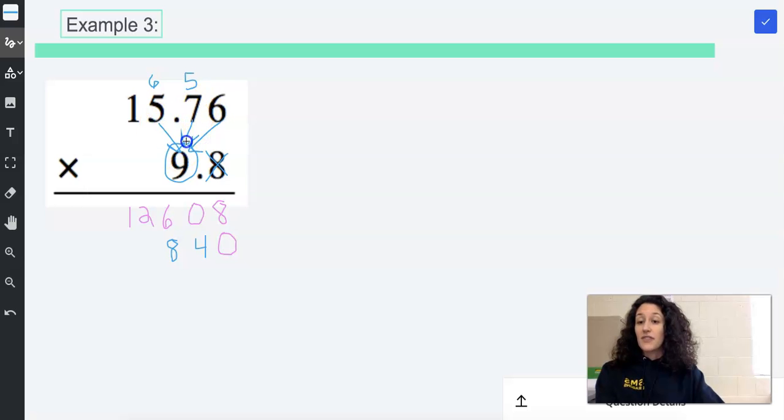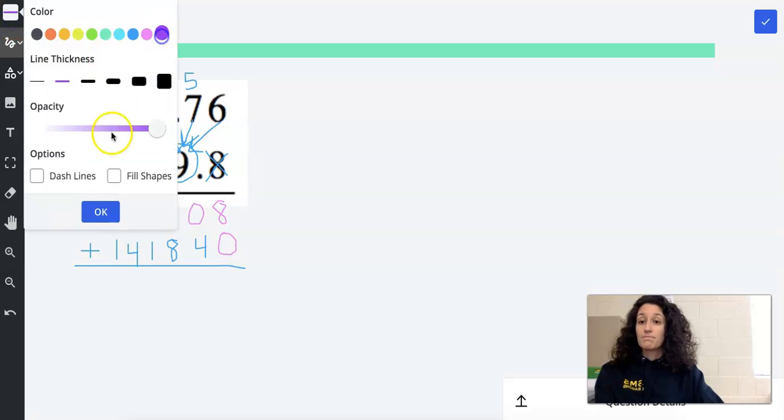Now I need to multiply 5 times 9, which is 45, plus 6 is 51. So I place the 1 here, carry the 5. Then I multiply 1 times 9, and I get 9. Add the 5, and that gives me 14. Then I need to find the sum.